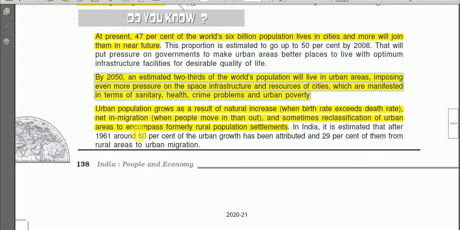That means the problems in the big cities will be increasing day by day. By 2050, 2/3 of the world population will be living in the urban areas.